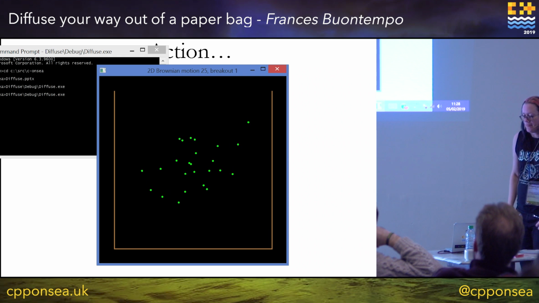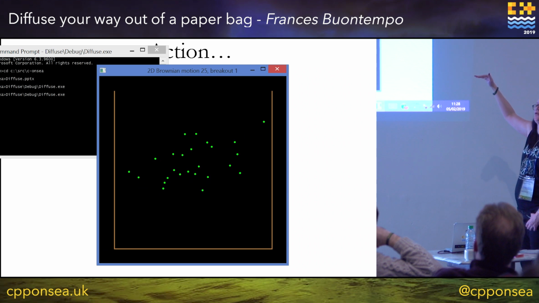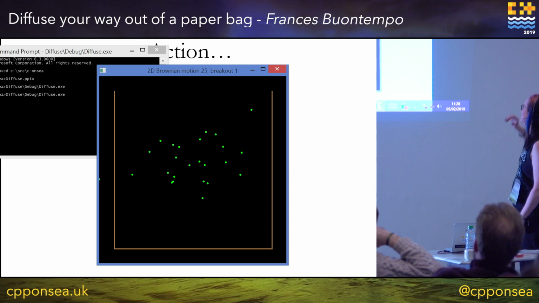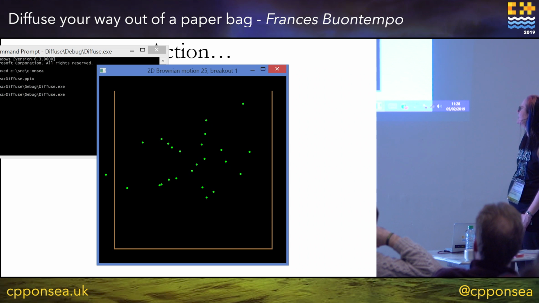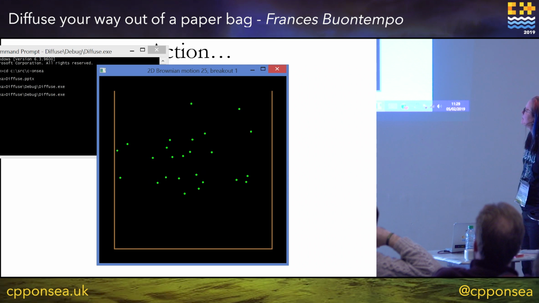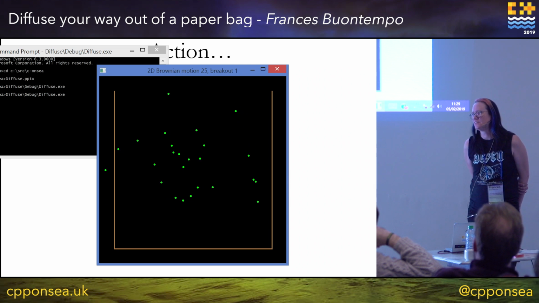I've set the code so as if they get near the top, they'll just stop. So we want some blobs out of the paper bag. Is the one on the left going to go back in again? Exactly. I see. Well, Jeff Atwood didn't say whether you're allowed to go through the sides or not.